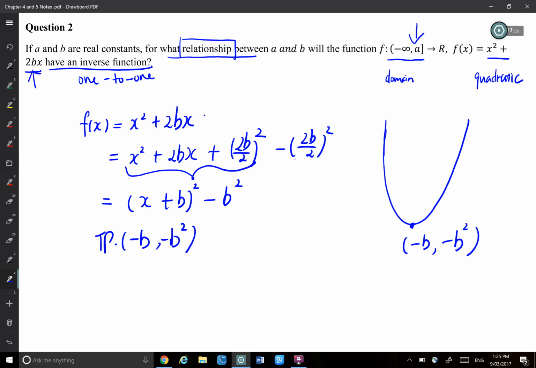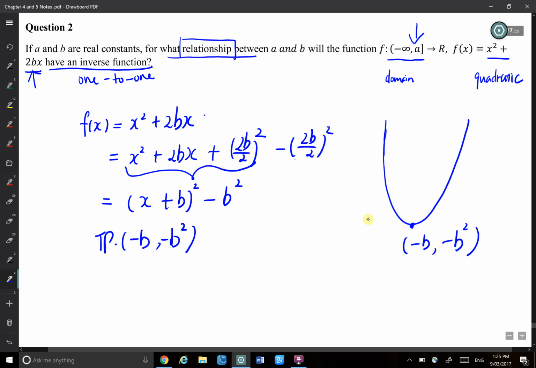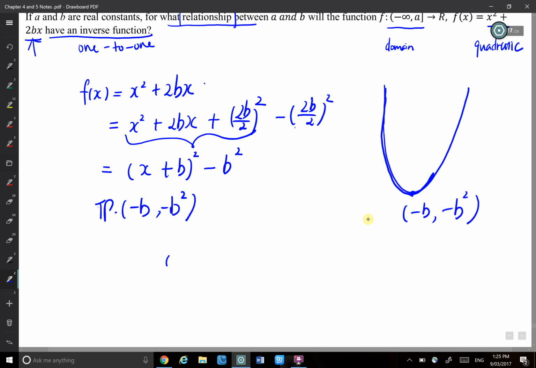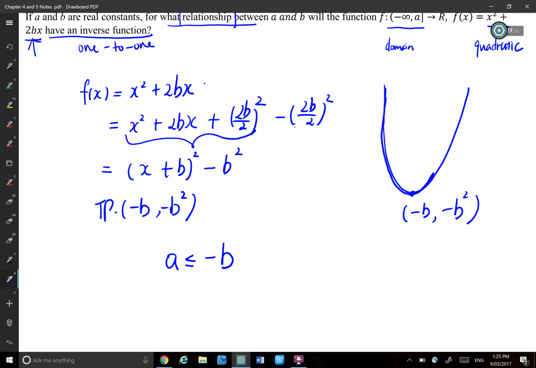If you go beyond the -b, if a is greater than -b, your graph will be from here to here and include this, it will be like that. So it's not a one-to-one function anymore. So the maximum a value can take is -b. So your a value must be smaller or equals to -b. Okay, a needs to be smaller or equals to -b.